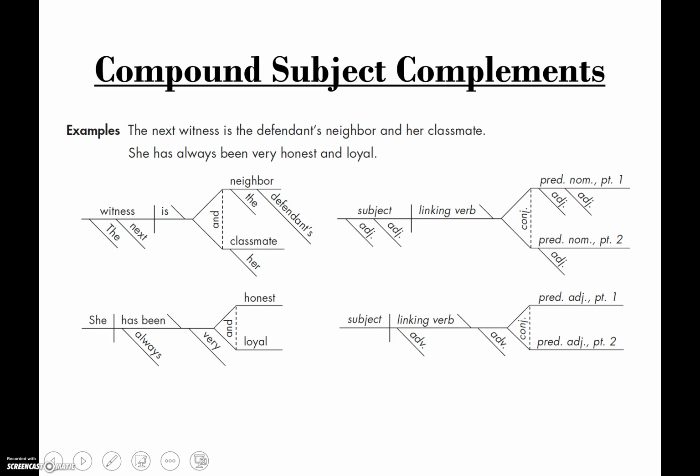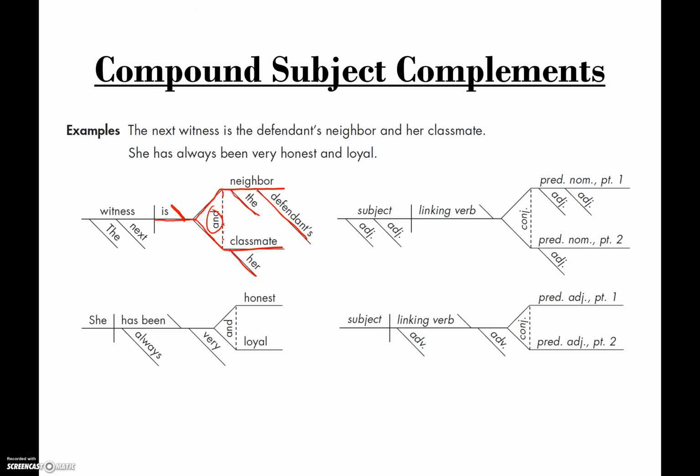If you have compound subject complements, you do exactly what you probably expect at this point. When you get to the subject complement part, after that diagonal line, you're going to fork it into two, put your complement on the horizontal line, connect it with whatever the conjunction is, and put any adverbs or adjectives down underneath as normal.